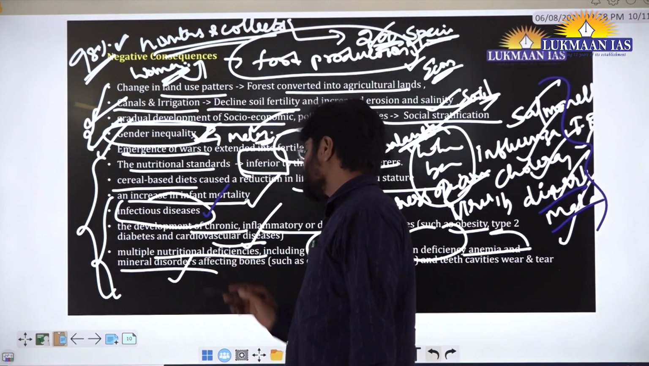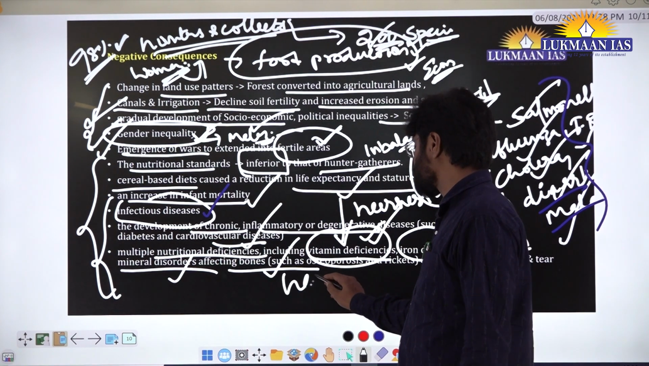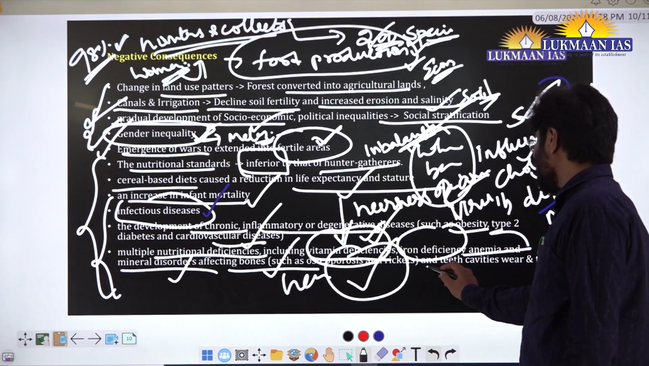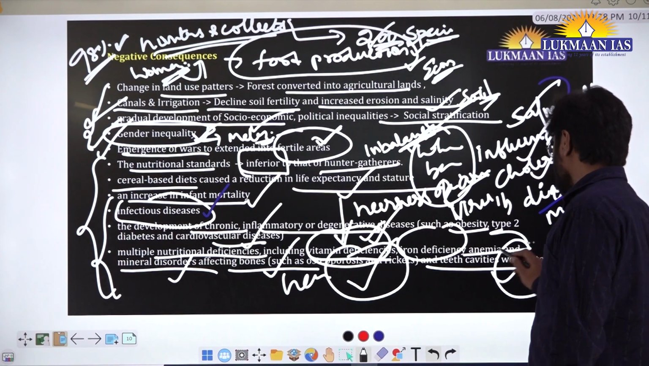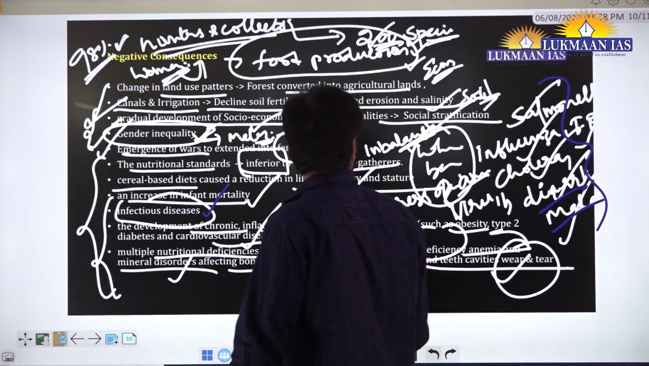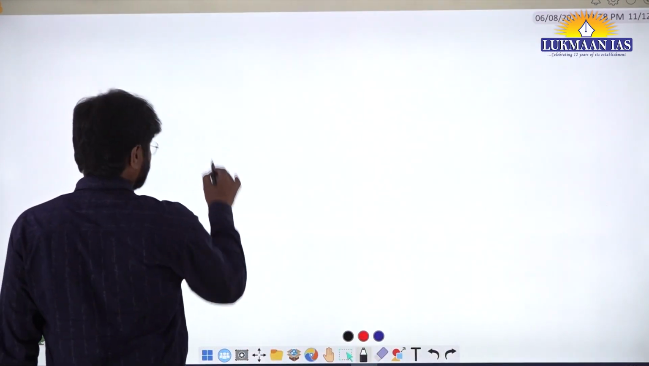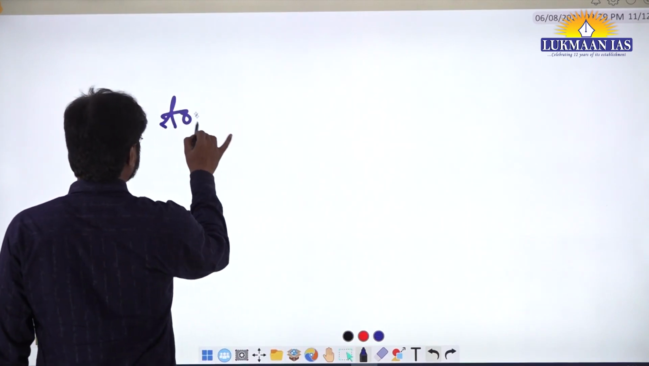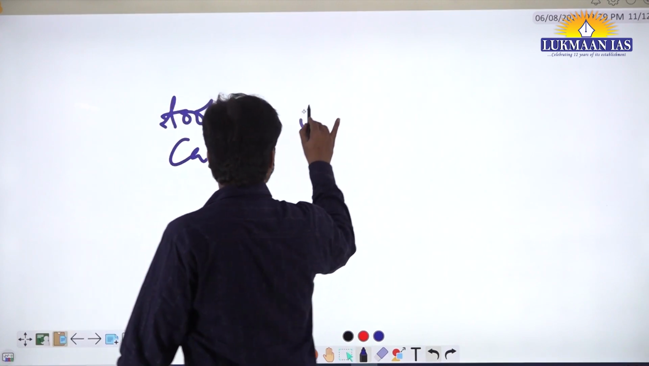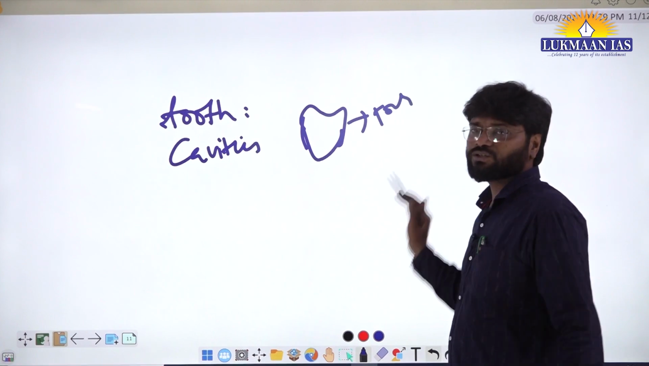That means lack of sufficient minerals affected the formation of bones and weakened the bones, that is osteoporosis, etc. Rickets disease, etc. And finally tooth cavities in the form of wear and tear. So here teeth were heavily studied. So tooth cavities. So this is the tooth. Here you can see that.